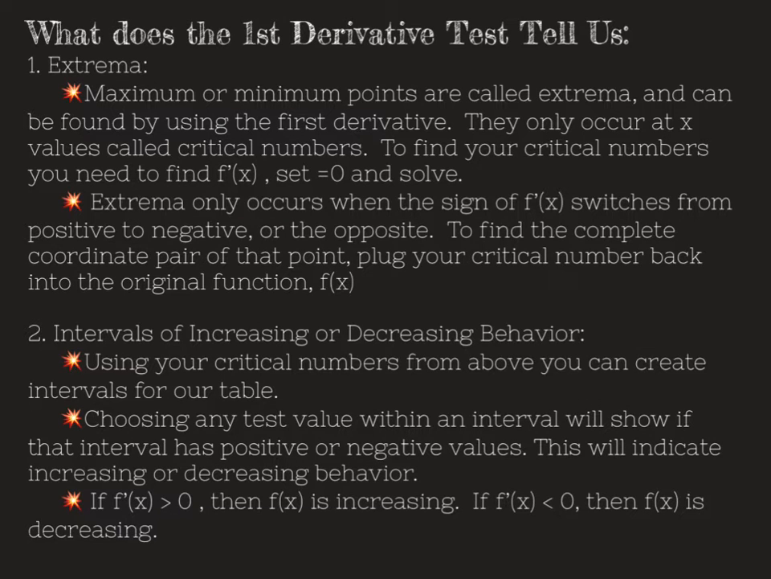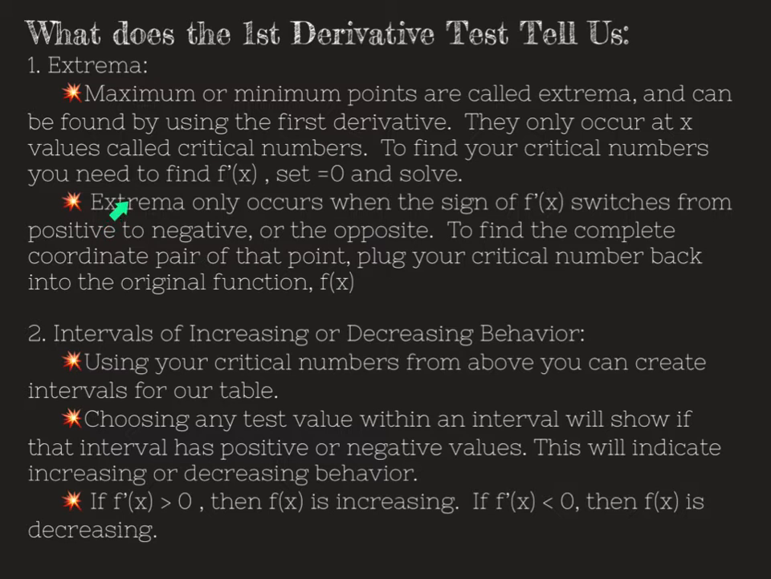So we do need to know what we can find from our first derivative test. We have two things here. The first thing we're going to talk about is extrema, and then the second thing would be our intervals. So when we're talking about extrema, that's your maximum or minimums. You can only have extrema at something called a critical number, okay? That's the only place that an extrema will occur. And you can find your critical numbers, this is an important step here, by setting your derivative equal to 0.